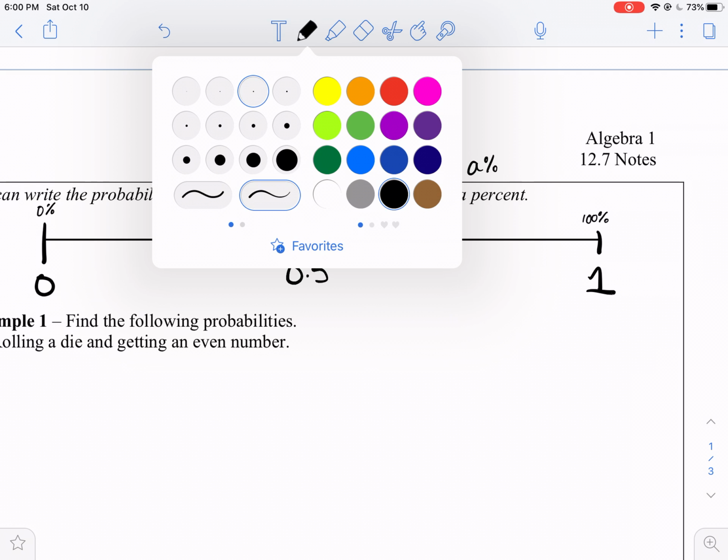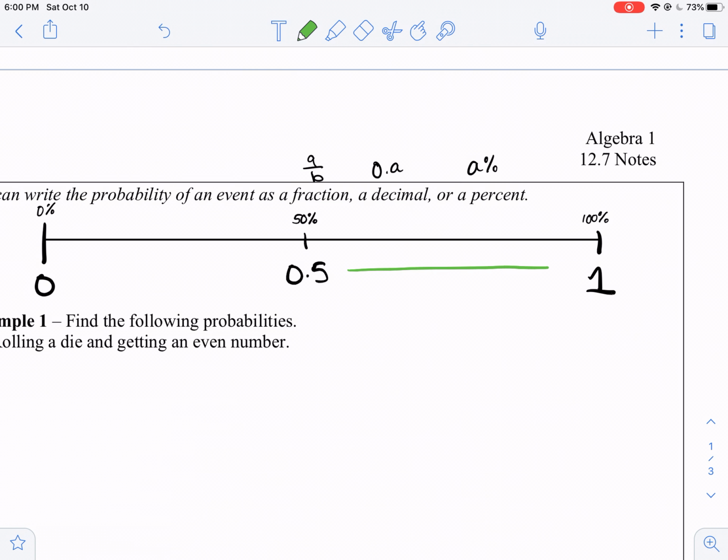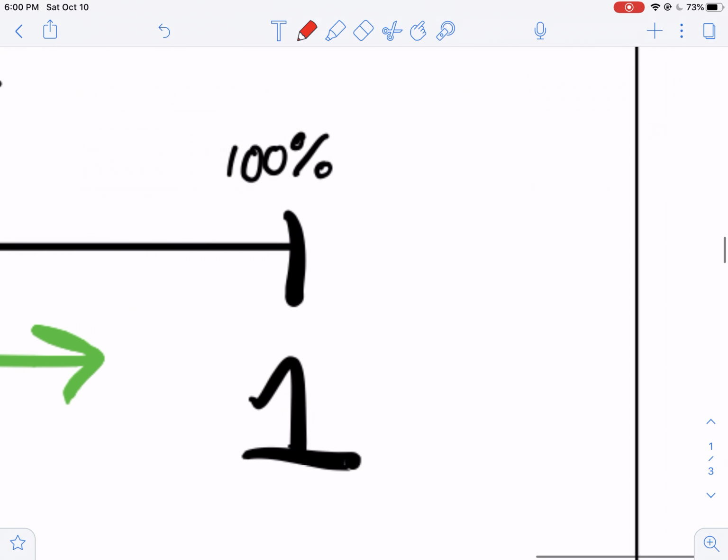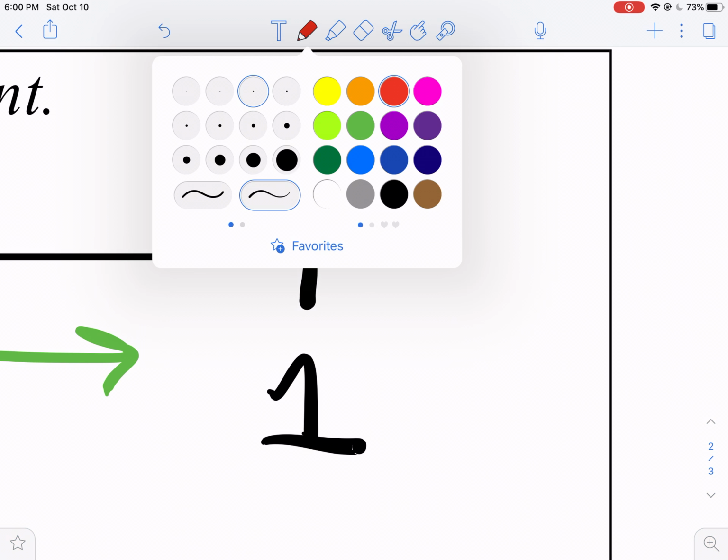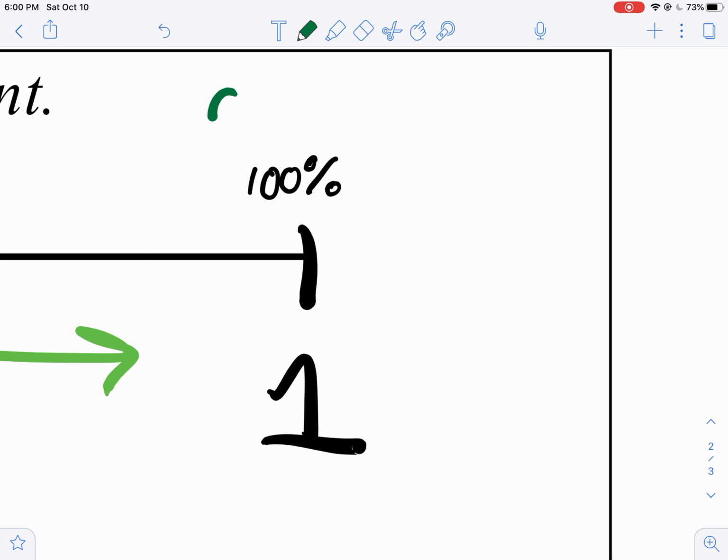And as we go more towards 1, we say those are more certain. Those are more likely to occur. And then as we go towards 0, we say that is less certain. It's less likely to occur. If something has a 100% chance of happening, we say that that is certain. It has to happen.